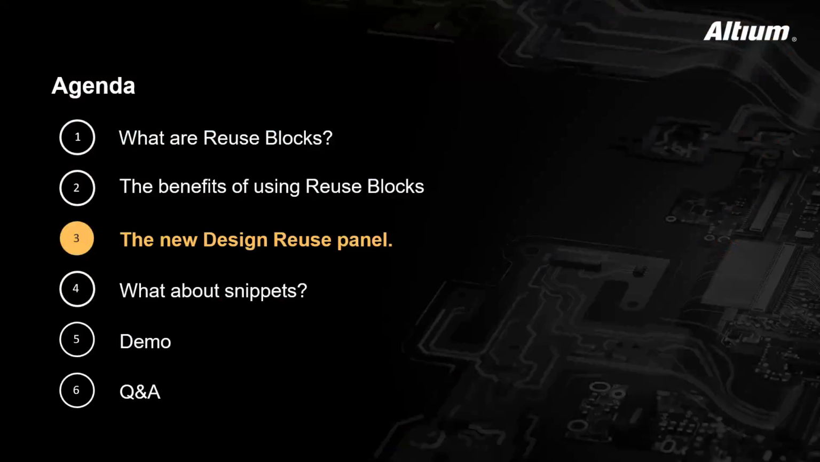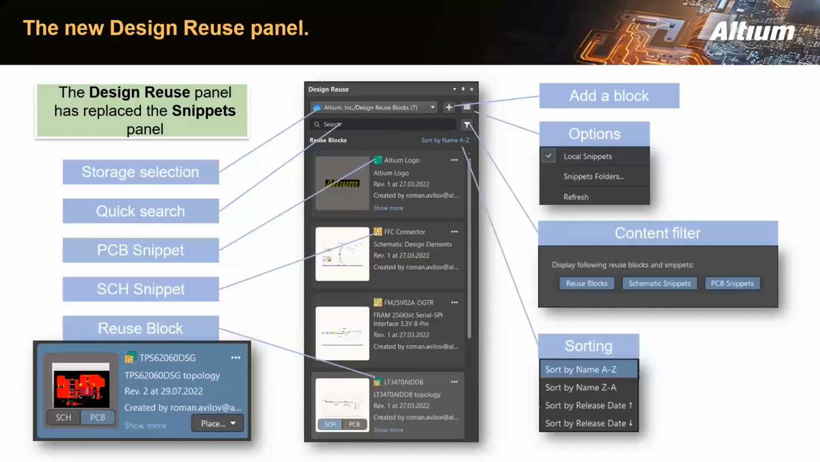Now let us have a look at the new design reuse panel. If you are familiar with the snippets panel, this is similar, and it has replaced the snippets panel. At the top, we have the storage selection. This points to your Altium 365 workspace or your local machine. And we have a search bar and a filter, which help you filter as per your requirement.